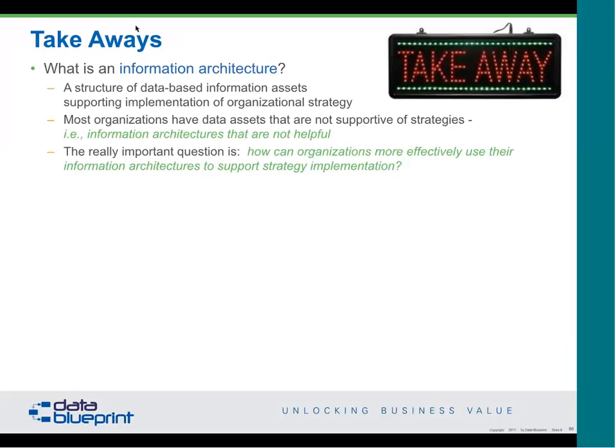Most organizations then have data assets, information assets, that are not supportive of the strategies. And the reason for that is because they're not known. If they're unknown, they can't be helpful. So we want them to be helpful. So the question is, how can an organization more effectively use their information architecture to support strategic implementation?